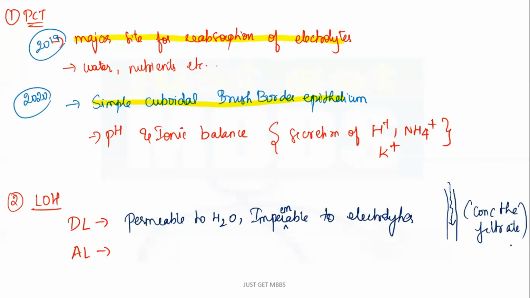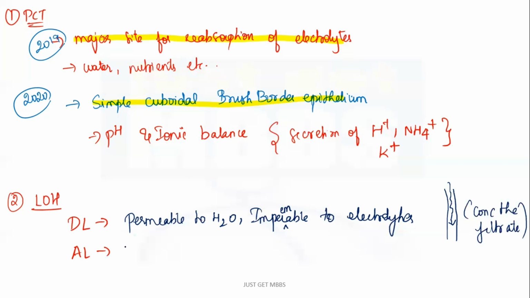So that you would have studied in countercurrent mechanism. I'm not going to cover countercurrent mechanism here because it is not that important for a NEET exam. You just have to know 4 statements. That's it. So there is going to be concentration of filtrate happening in descending limb. Why is the concentration happening? Because descending limb is permeable to water, impermeable to electrolytes.